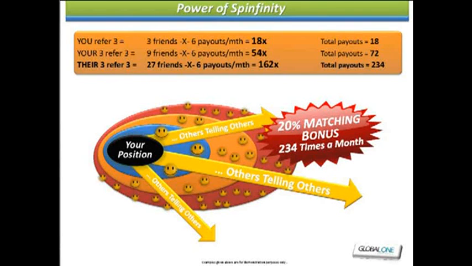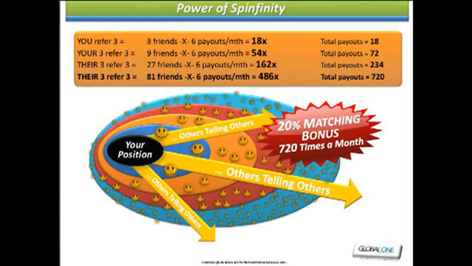You get paid 162 times on that group. 20% of 162 paychecks. 20%. That's 234 times a month. You're starting to see how easy this works for you? I'm going to go right through the next one because I think you got it.